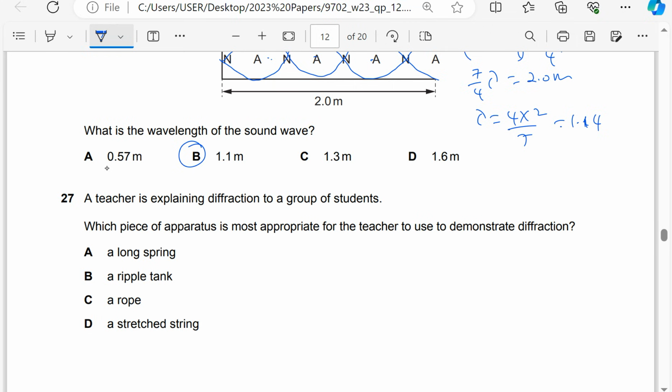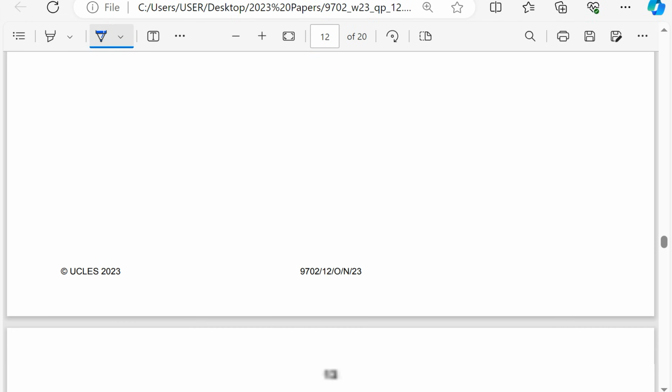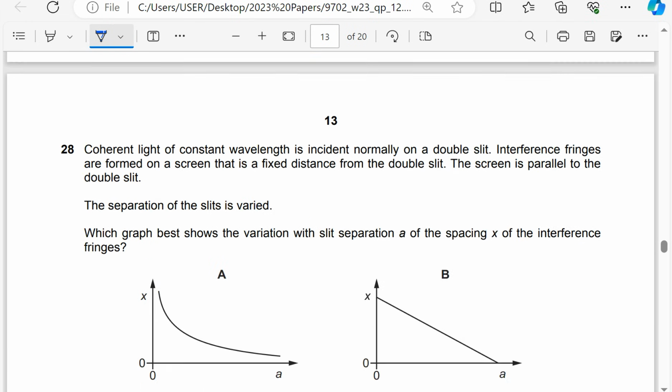The teacher is explaining diffraction to a group of students. Remember, diffraction is maximum when wavelength is almost the same as the size of the gap. And this can be demonstrated using a ripple tank. Which piece of apparatus is most appropriate for the teacher to use to demonstrate diffraction? Of course, this is a ripple tank. You can't explain diffraction on a long spring. You can't explain diffraction on a rope or a stretched string, but using a ripple tank, you can put barriers or you can create slits.